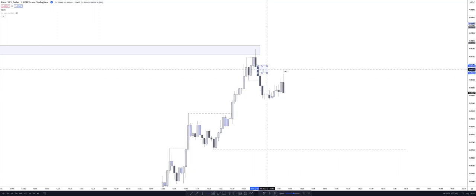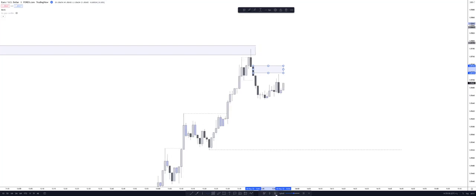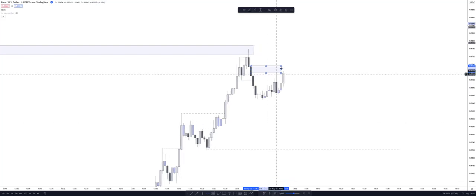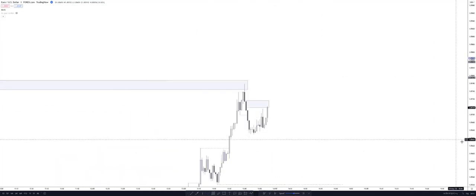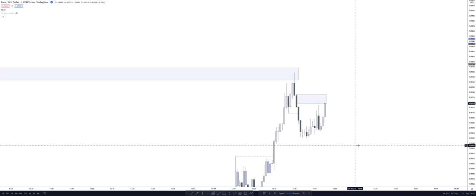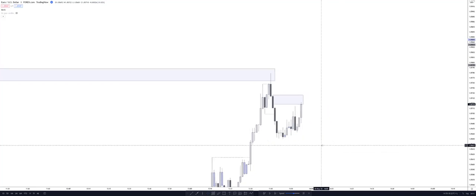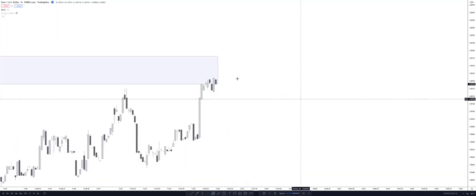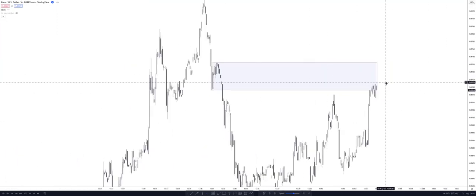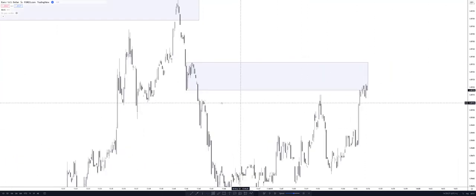So waiting for price to tap into this zone. And we do get a tap in. It's a valid flip zone right there. So what we would do now is look on the 5 seconds and see if we get a breaker structure on the 5 seconds.